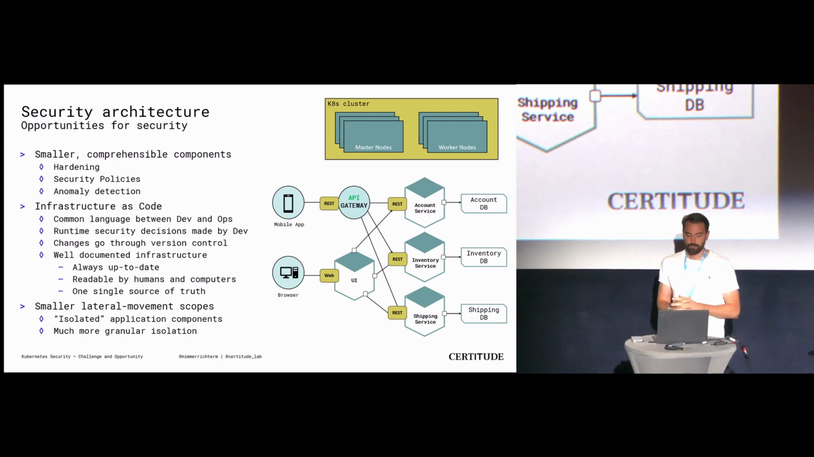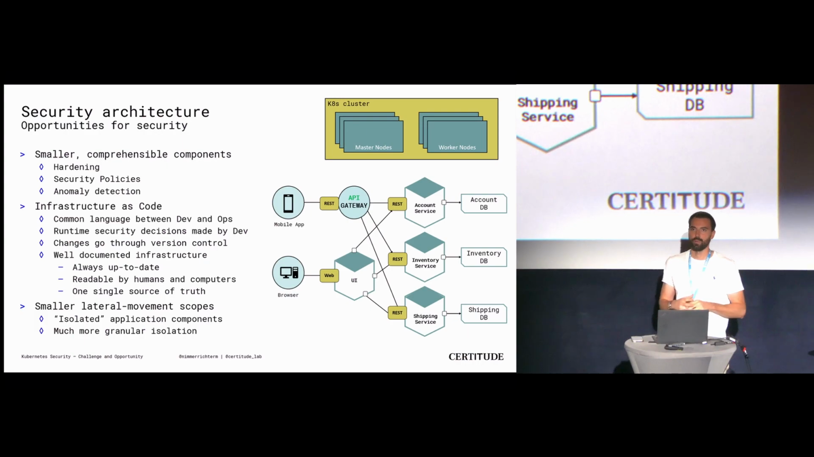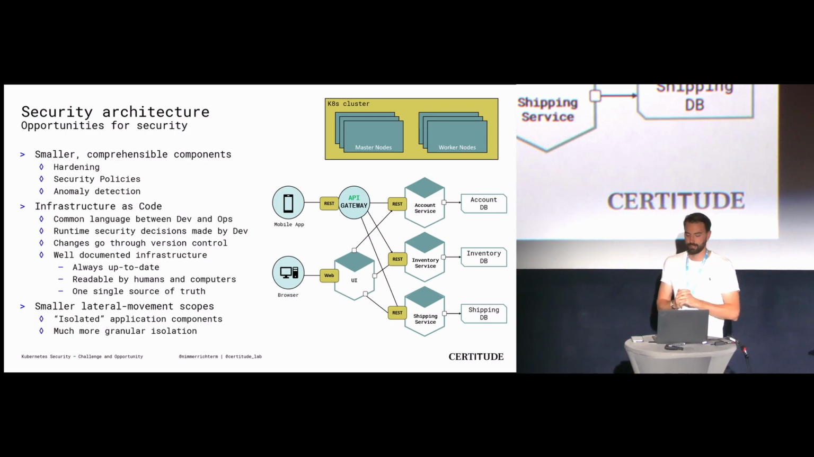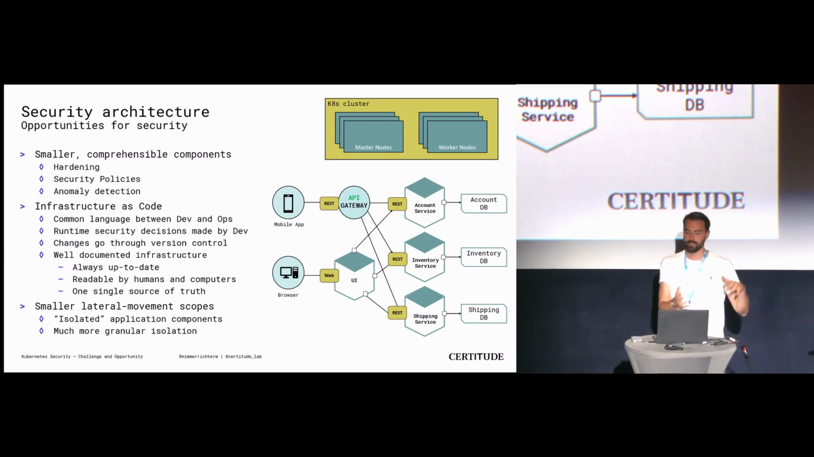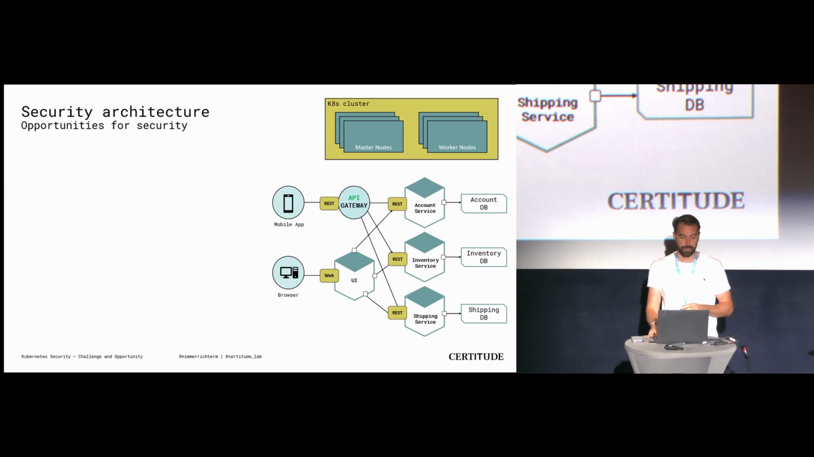We have smaller lateral movement scopes. Lateral movement is, for an attacker, the way to jump from one component to another. As I said, if I compromise a system and I own all the components, that's bad. Here, I own a service. It's only a single part of the application, and I can't easily break out of that.